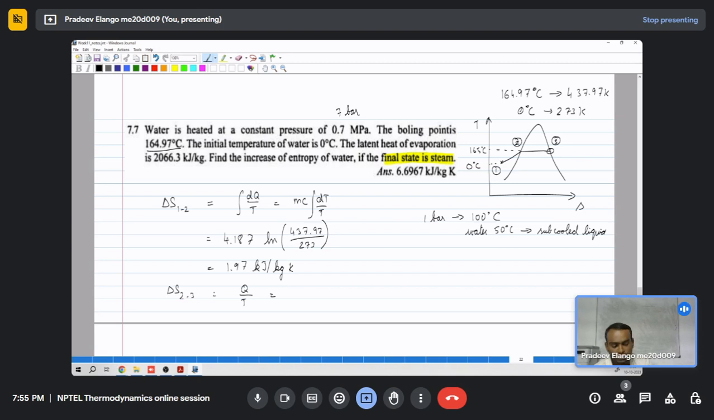So here Q is the latent heat of vaporization, that is given as 2066.3, and the temperature at which the heat transfer happens is 437.97 Kelvin. So can you calculate this entropy? Sir, it is 4.71 kilojoule per kilogram Kelvin.